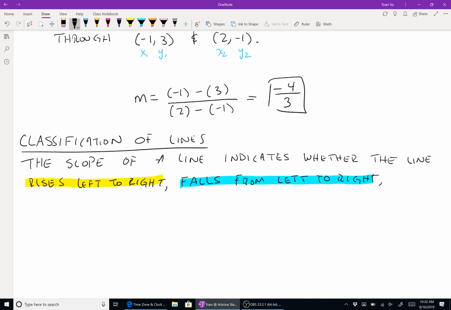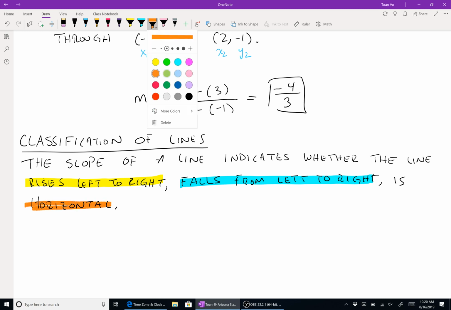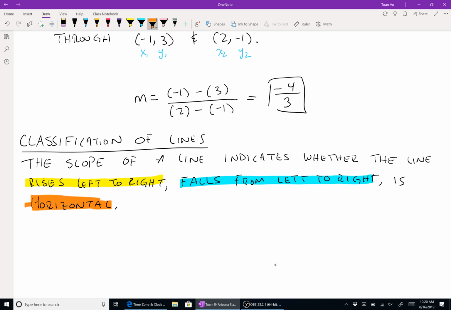A line could be perfectly horizontal. That's one possibility. And using process of elimination, we know the other option has to be vertical. So those are the four classifications, or four things a line could be. A line could rise from left to right. It could fall from left to right. It could be perfectly horizontal, flat, or it could be perfectly vertical, up and down.